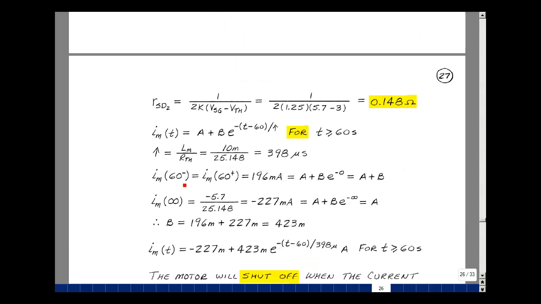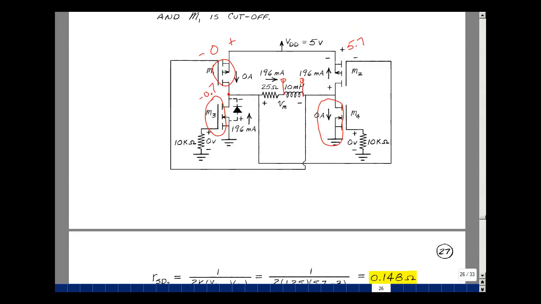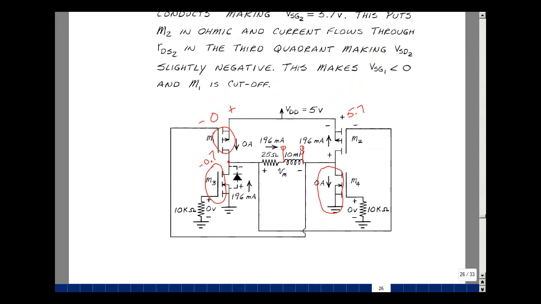Our current just before we did the switching was 196 milliamps. It must still be there, and that's going to be this equation evaluated at t equals 60 seconds plus, and that's going to be e to the 0, so we get A plus B is equal to now 196 milliamps. What happens as t approaches infinity? Well, the circuit doesn't know this, but eventually the motor is going to shut off as we pass through 0, so there won't be a path for current.